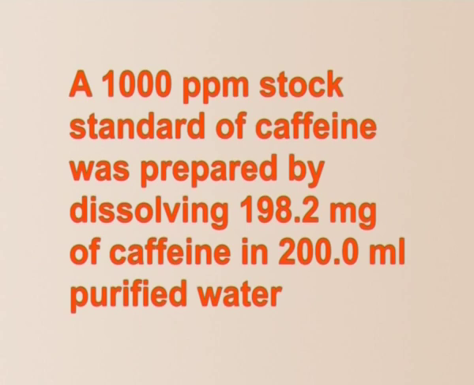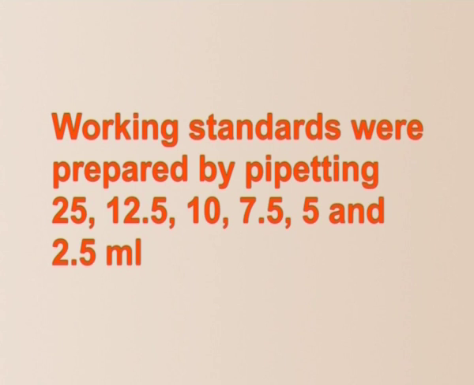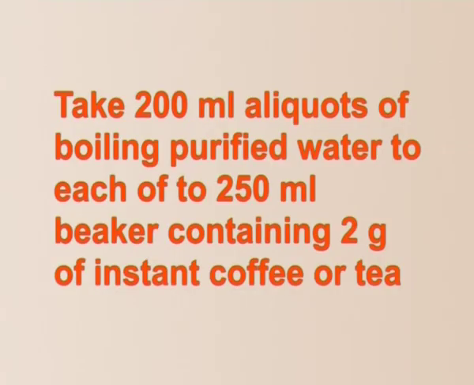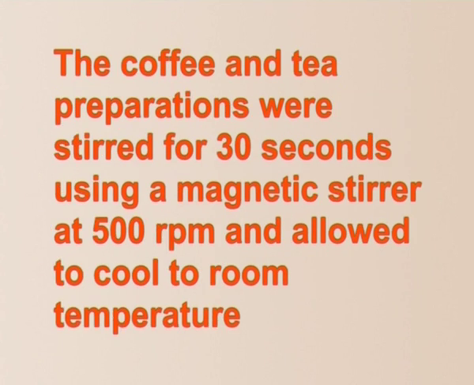A 1000 ppm stock standard of caffeine was prepared by dissolving 198.2 mg of caffeine in 200 ml purified water. Working standards were prepared by pipetting 25, 12.5, 10, 7.5, 5 and 2.5 ml of stock standard solution into separate 50 ml volumetric flasks, diluting to volume with purified water. Sample preparation. Take 200 ml of boiling purified water into each of two 250 ml beakers containing 2 grams of instant coffee or tea. The coffee and tea preparations were stirred for 30 seconds using a magnetic stirrer at 500 rpm and allowed to cool to room temperature. The soft drink samples were used as supplied by the manufacturer.